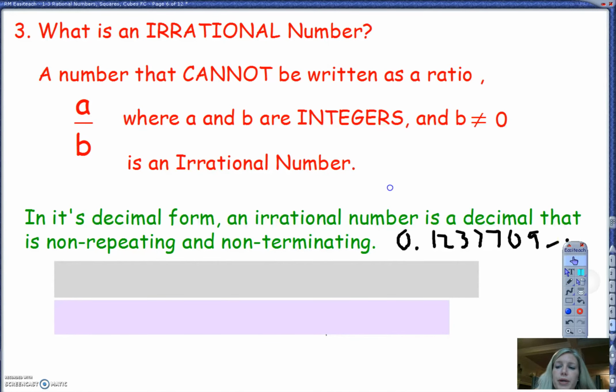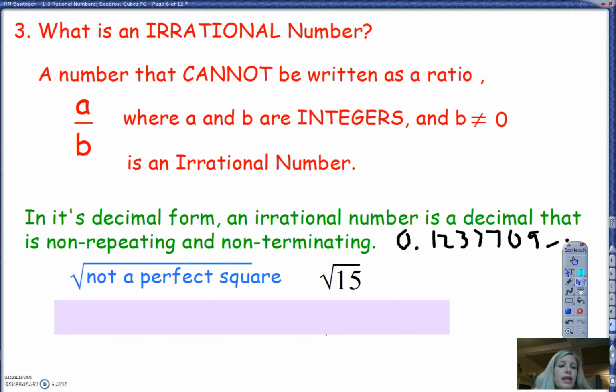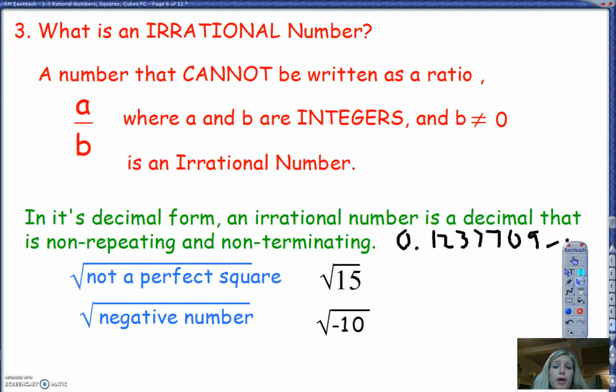Some other important points: anything that's not a perfect square, and we're going to talk about those in a minute. Square root of 15 is an example. That's irrational. A negative number under the square root is also irrational. And this is actually called imaginary numbers. And that's something you learn about in high school, and we might talk about it briefly this year. But there are things called imaginary numbers that you have yet to learn about. And it has to do with a negative number under the square root, or the radicand.